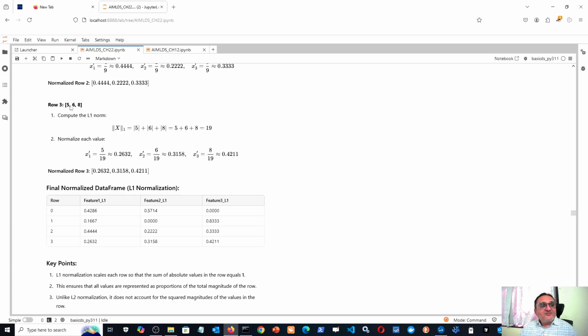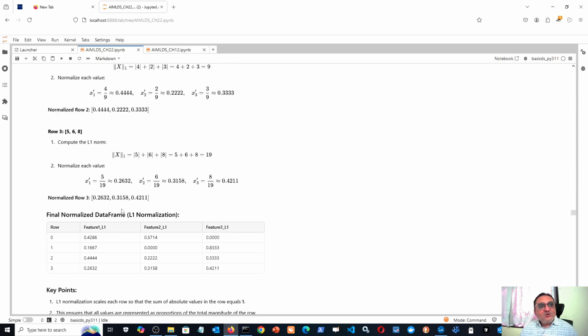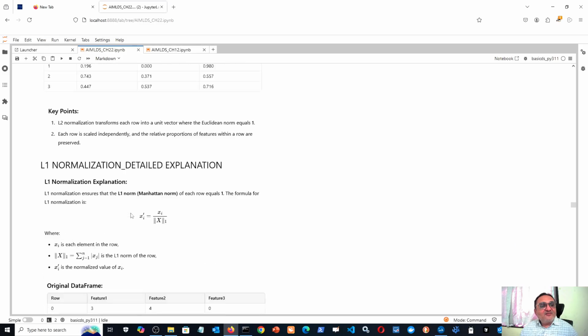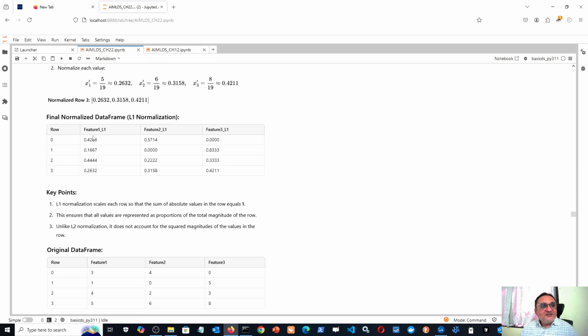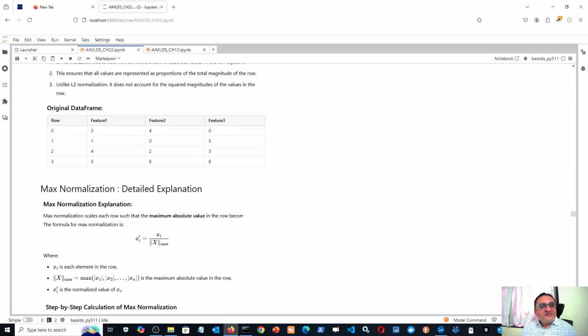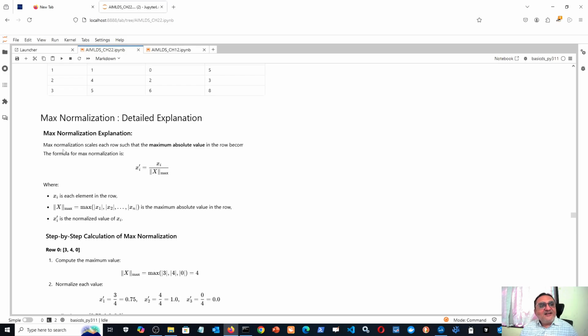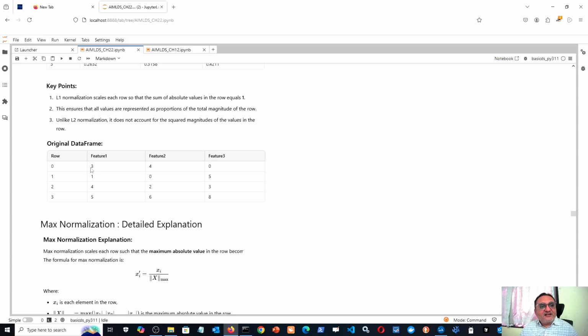Similarly, here the row is 5, 6, and 8, so the sum is 8 plus 6, 14, plus 5, 19. So 5 by 19, 6 by 19, and 8 by 19. So this is the L1 normalized data. The original data frame was this, and the new data frame after L1 normalization is this. But again, the data distribution and everything remains the same. And then the next normalization, again very simple: each observation is divided by the maximum value in that vector or row.